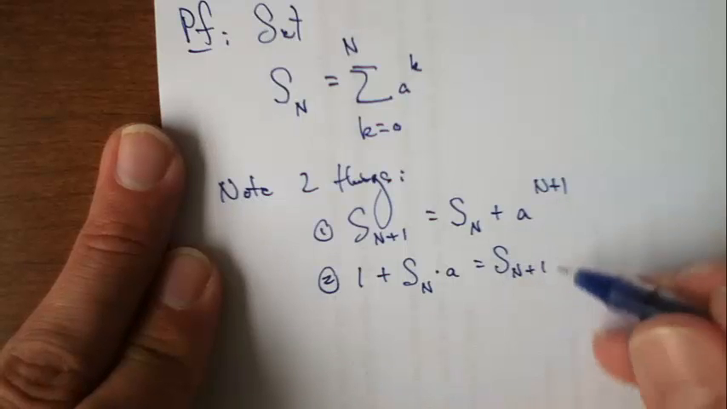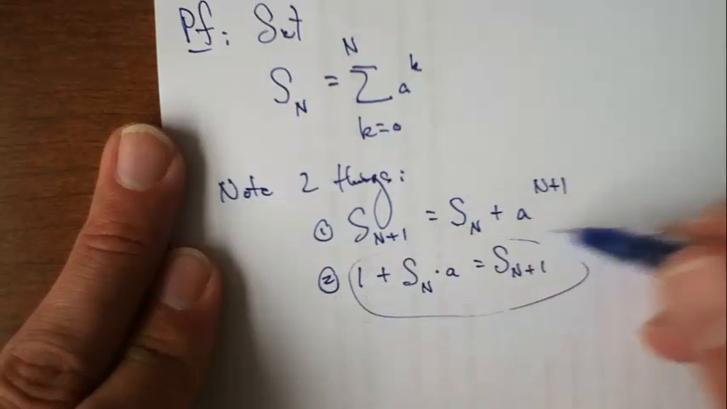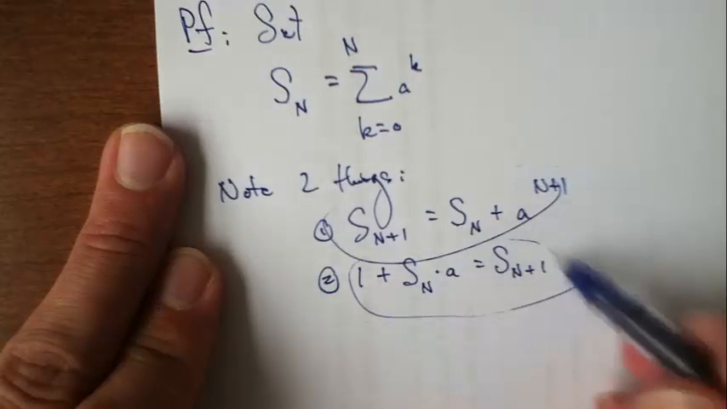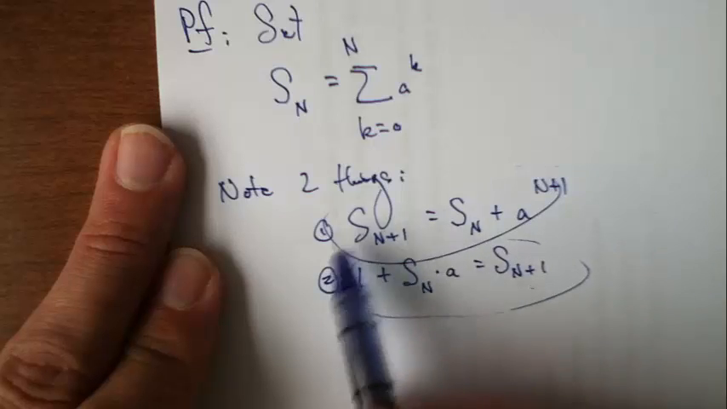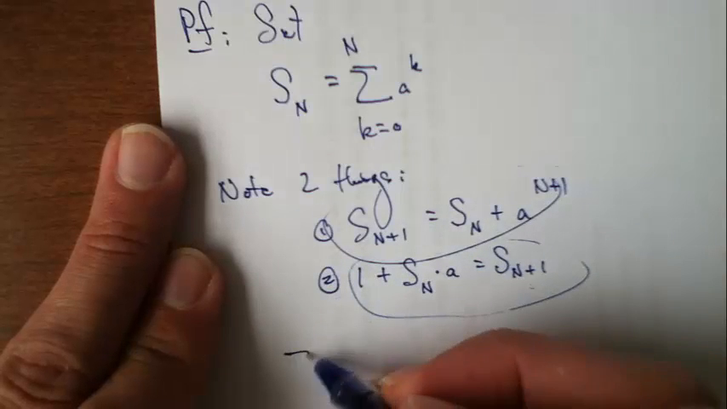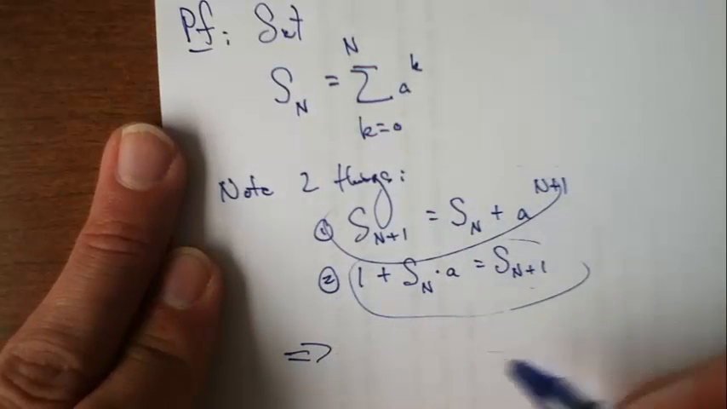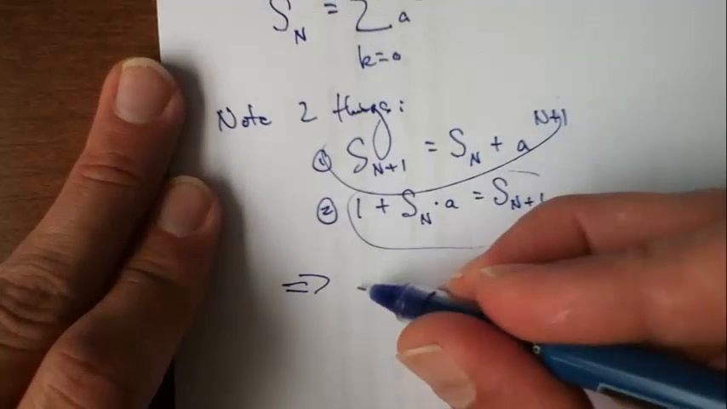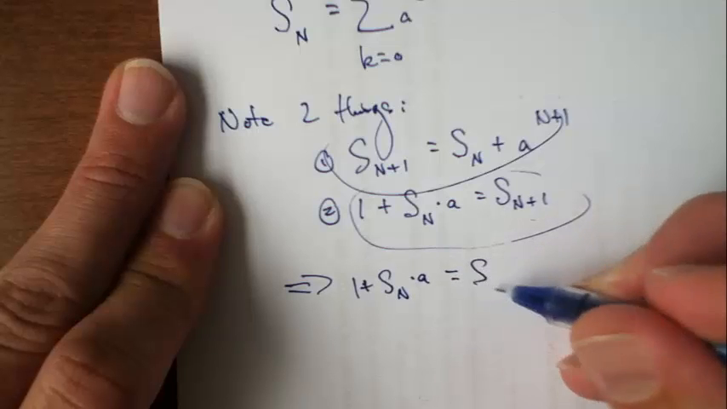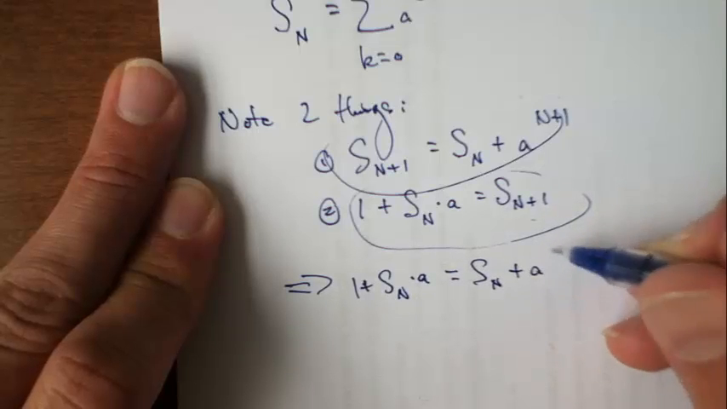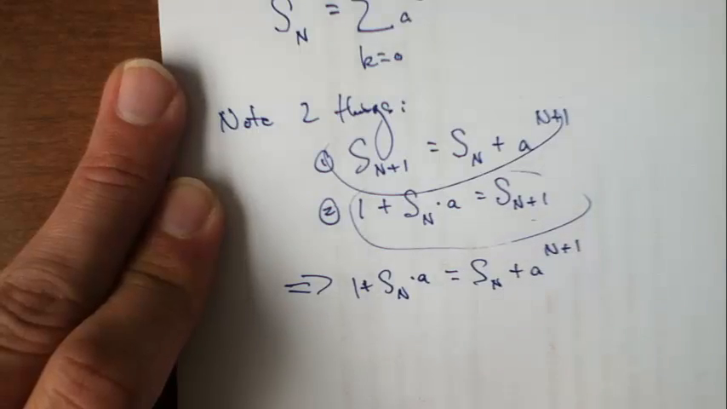So now I can use these 2 things. I can set this stuff equal to this stuff, right? Here's an expression for S sub n plus 1. Here's an expression for S sub n plus 1. So these things imply that 1 plus S sub n times a must be equal to S sub n plus a to the n plus 1, right?